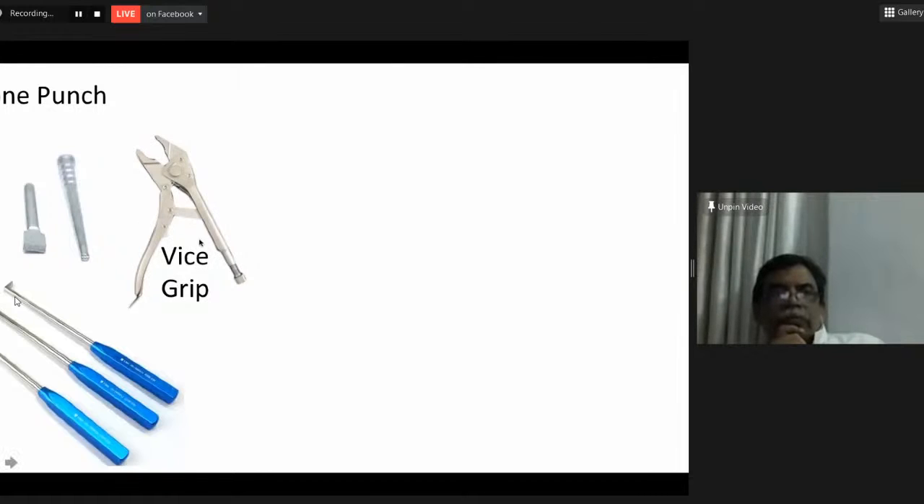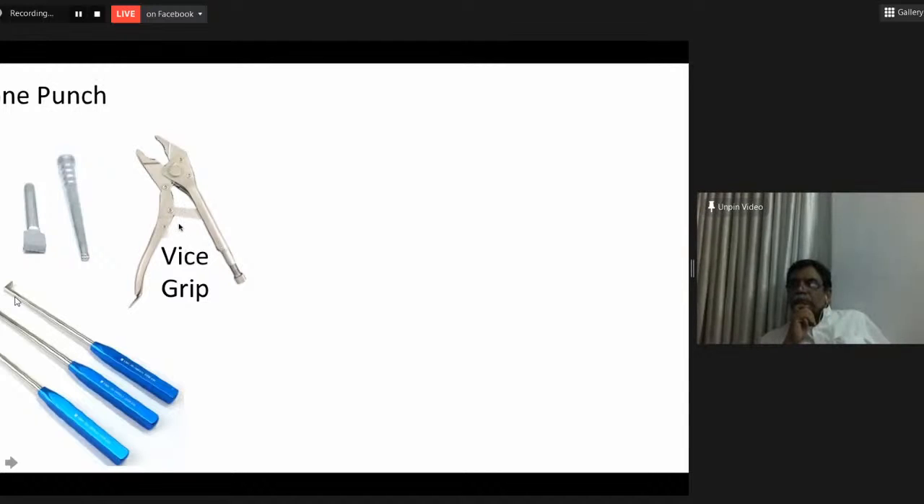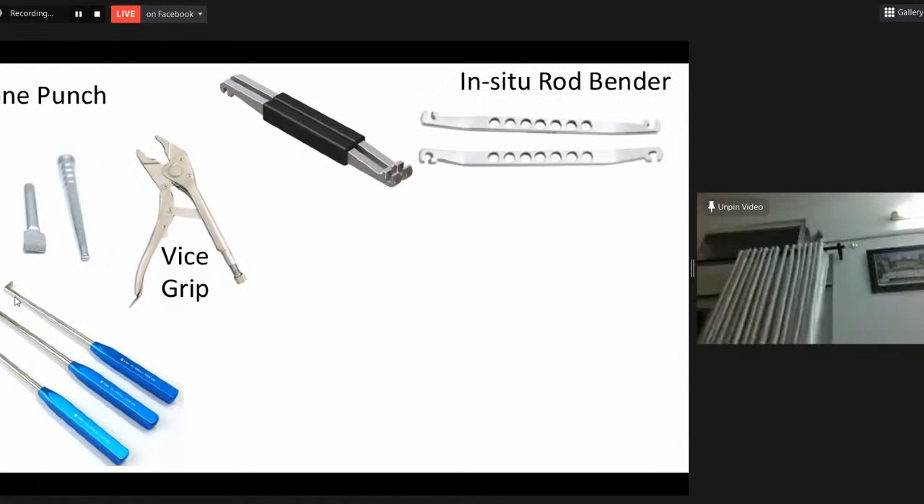The vice grip is a very, very important instrument when you do scoliosis surgery. Here, holding on to the rod is extremely important when you want to rotate the rod. This vice grip is extremely important. One should try to keep 2 of these on each cage. This is important. These are the in situ benders, and this is the rod.